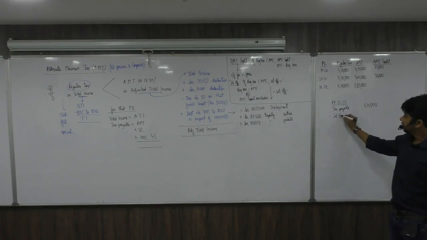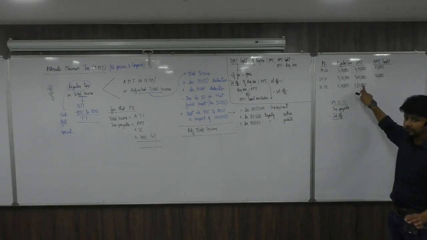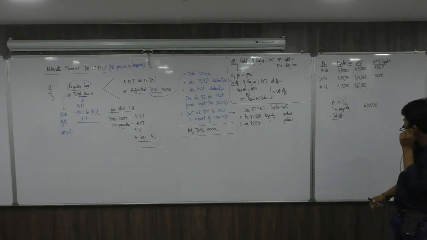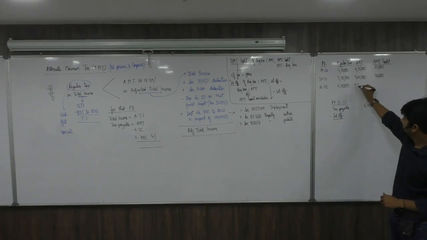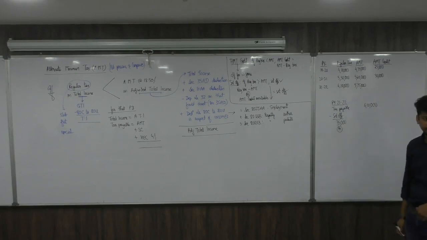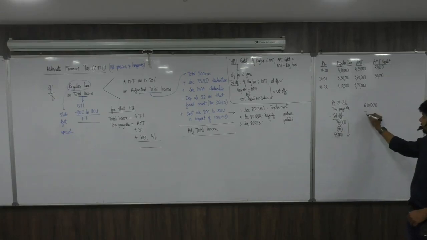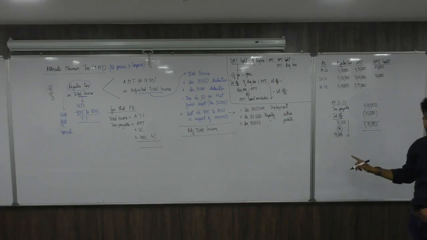Minus the set off, apply the formula. Regular tax 610 minus 5,85,000 gives the difference, exactly 25, okay, 575. So this 35,000 came. Now, what is the AMT credit available? Out of the two, whichever is lower, 35 minus, and the balance left, 575, will be my tax payable.